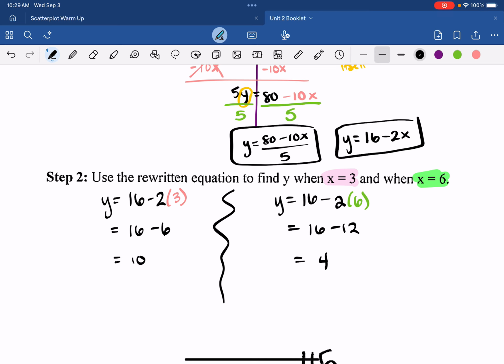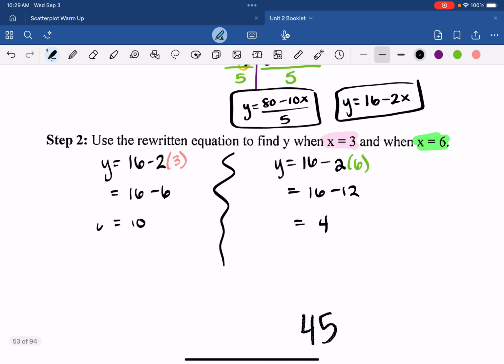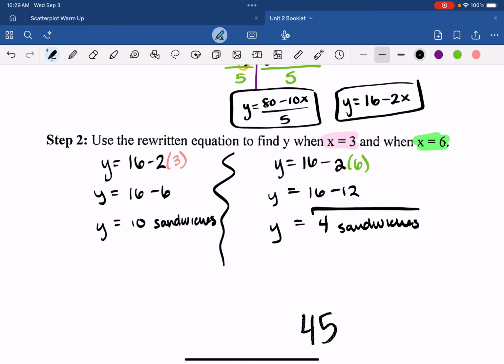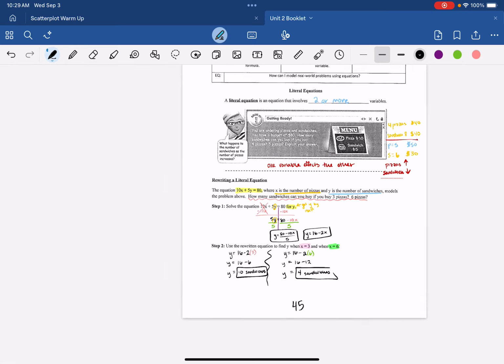Okay? And now think about our word problem. What are these? We're talking about y. Y was talking about sandwiches. So this is 10 sandwiches. And this is 4 sandwiches. Okay? All right. Go ahead, try our next one.